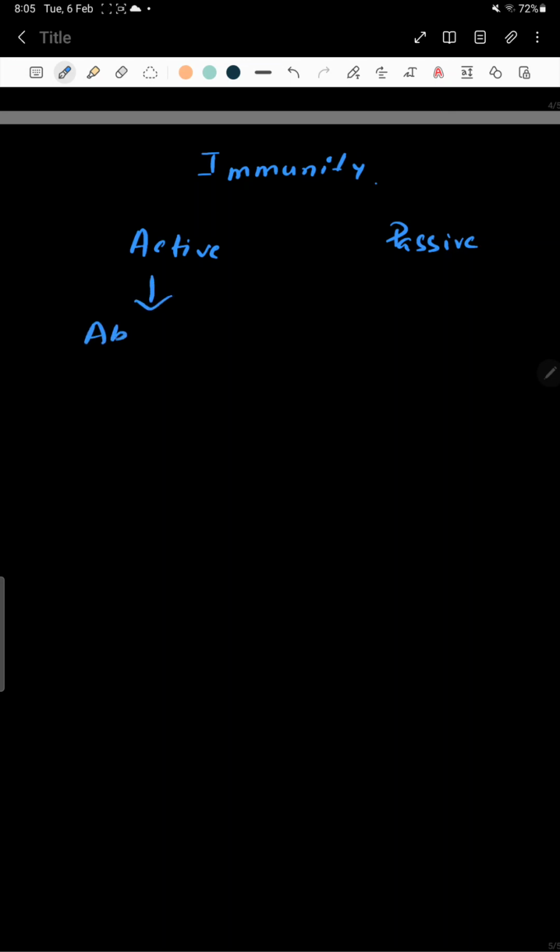Here the antibodies are formed in our body when we get any type of natural infection.